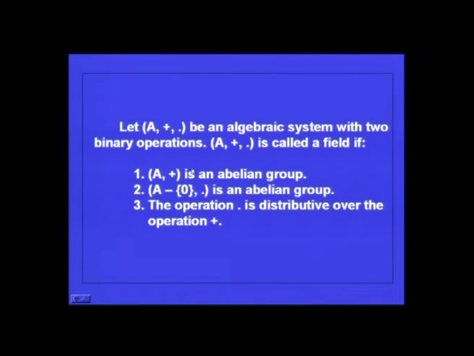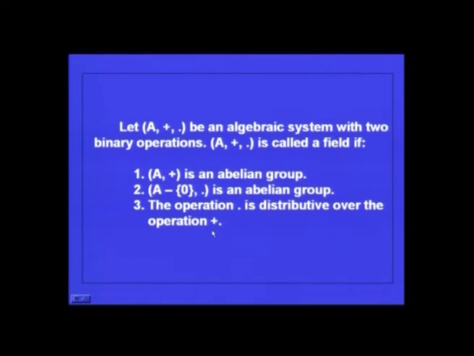This is called a field if (A, +) is an abelian group with 0 as the additive identity, then (A minus 0, ·) is an abelian group, and the operation dot is distributive over the operation plus. If these three conditions are satisfied, it is called a field.